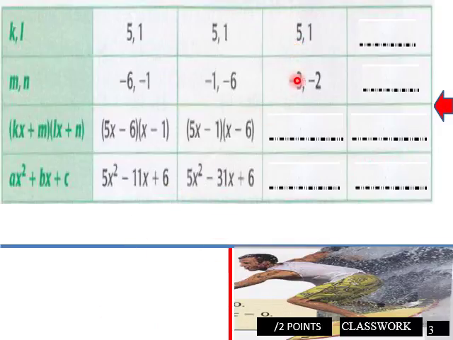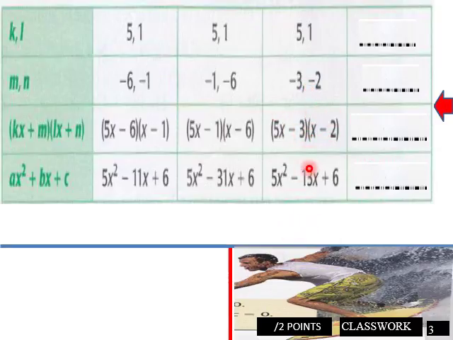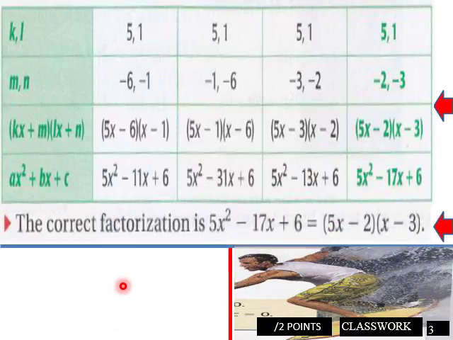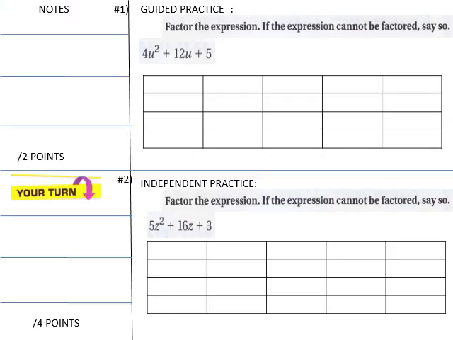And then for 5, 1 again, here's another possibility. Negative 3, negative 2 for m and n. We get this here, and then we come up with this. And then for 5 and 1 again, we have negative 2, negative 3 now for m and n. We come up with this here, and then bingo, we get our correct trinomial with this mix of the two of m and n. So the correct factorization is right here, these two binomials.